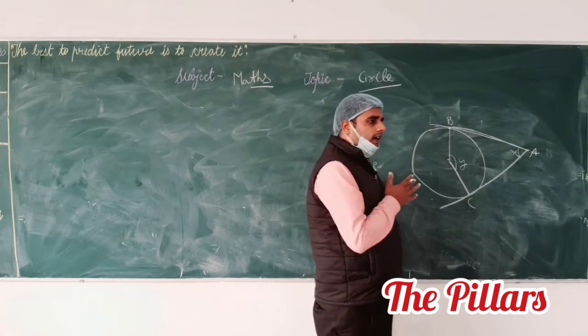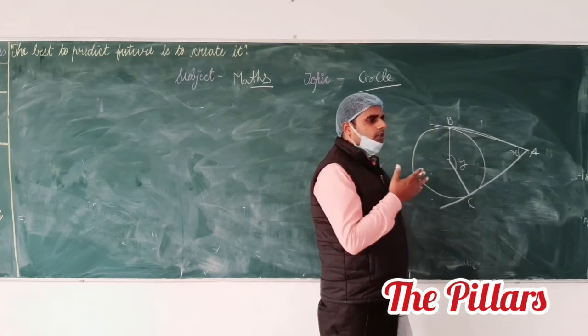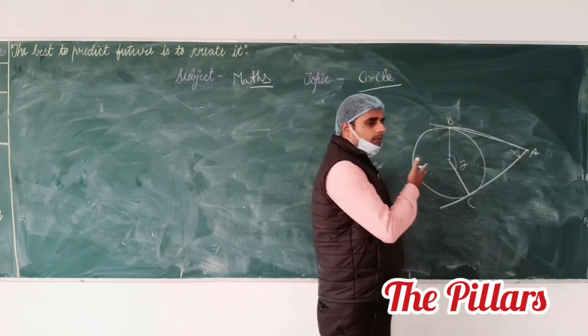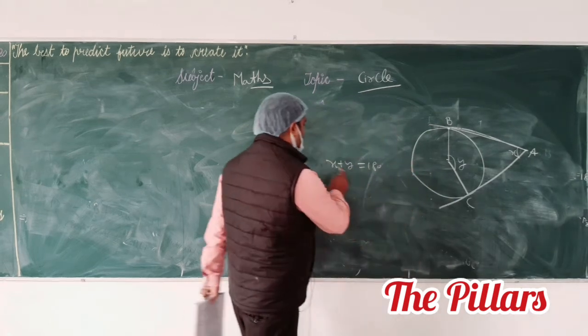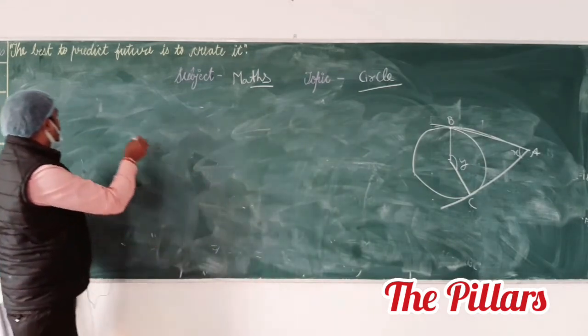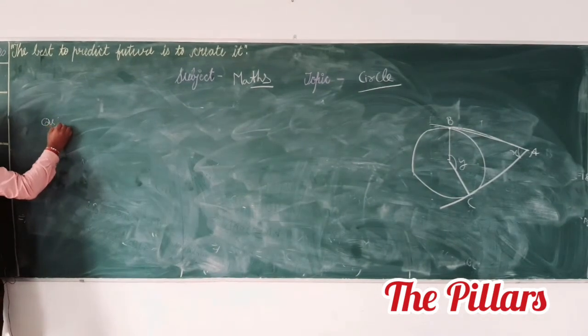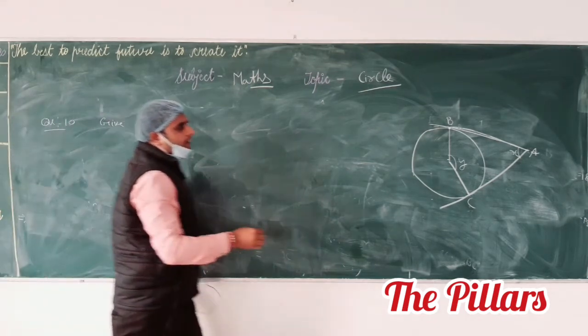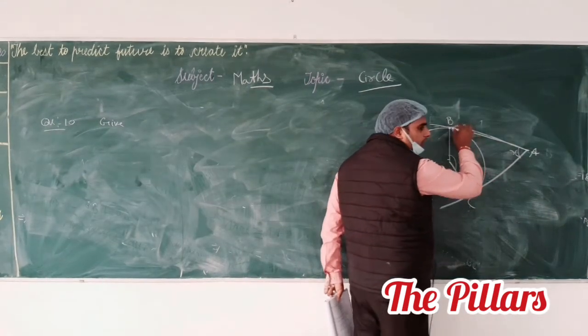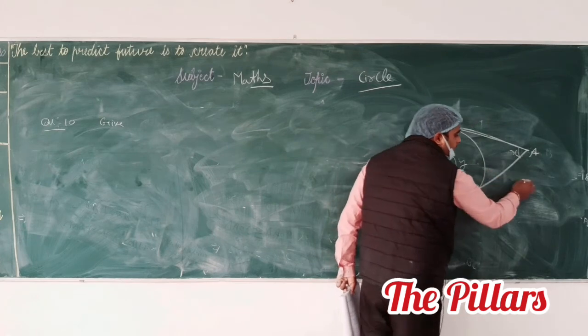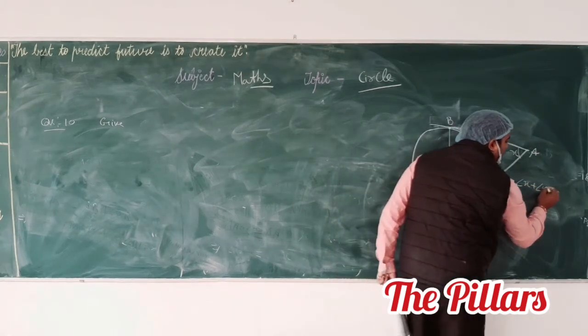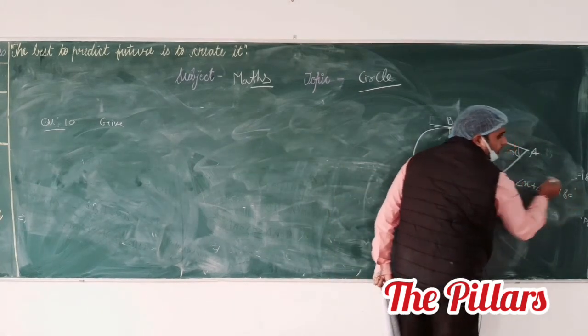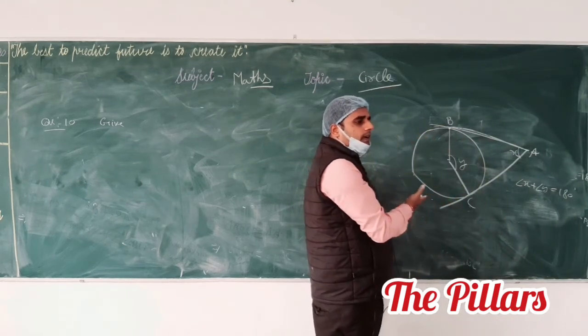This is the homework. I only have to explain this. This is too easy. Question number 10, otherwise you have to prove it. Don't worry. Mention the given. We want to prove that angle x plus angle y equals 180 degrees. This theorem I have to tell you. You have to prove that angle x plus angle y equals 180 degrees.